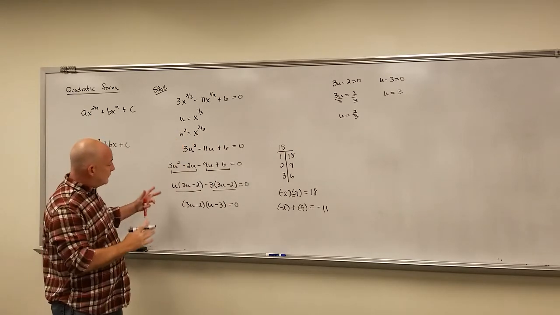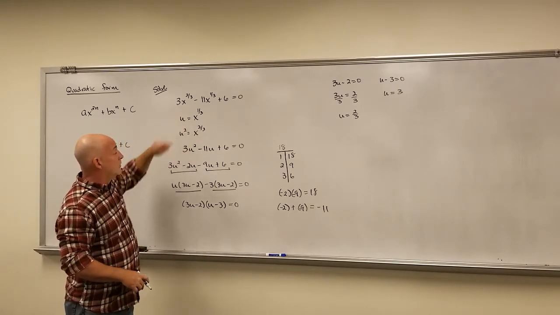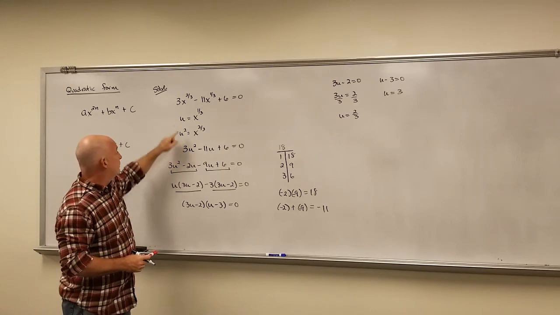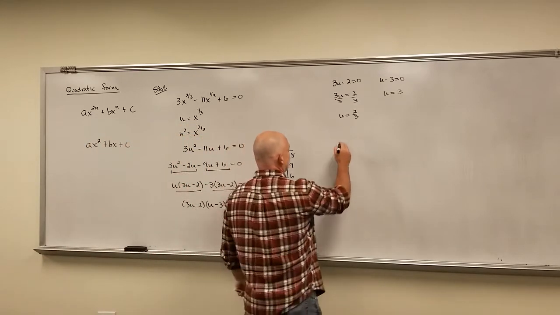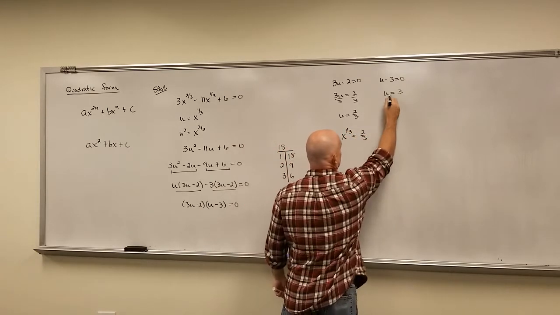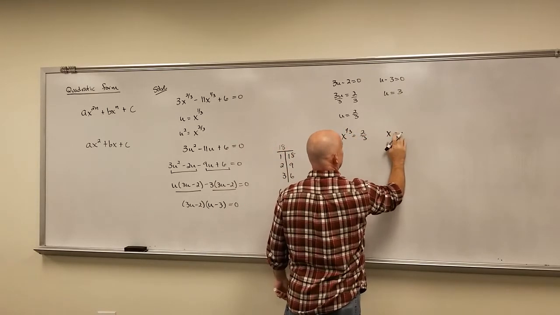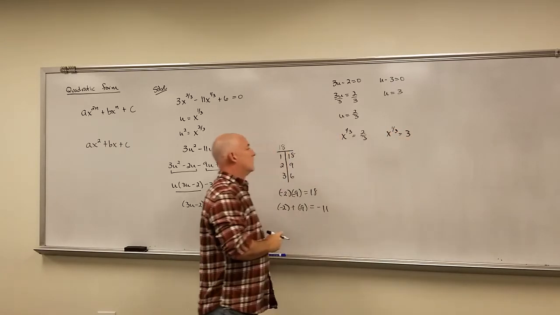We solved for u, but remember, we don't care what u is. We were trying to figure out what x is equal to, so we need to back substitute. We know u is equal to x to the 1/3. So we have x to the 1/3 is equal to 2/3, and I'm just going to bring this down over here. We get x to the 1/3 is equal to 3.